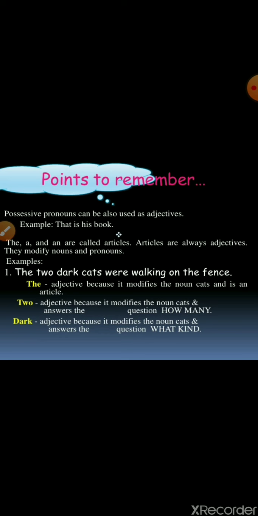Now look, to prove the point: "The two dark cats were walking on the fence." "The" is an adjective because it modifies the noun cats, and it is an article. Yes, this is an article as well, acting as an adjective here. "Two" is an adjective because it modifies the noun; how many? Numeral adjective. "Dark" is an adjective because it modifies the noun cats and answers what kind of, the type, what sort of it is. The two dark cats.